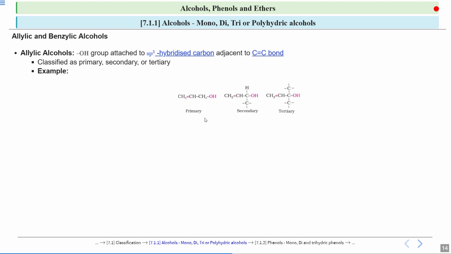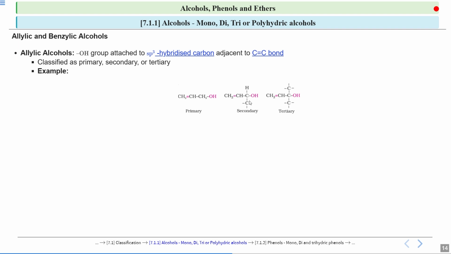For example, the primary allylic alcohol, where the hydroxyl group is attached to this carbon, which is sp3, and this carbon is attached to a double bonded carbon atom. The hydroxyl group is attached to a carbon that is attached to only one other carbon. So this is a primary allylic alcohol. Okay, two concepts we are mixing.